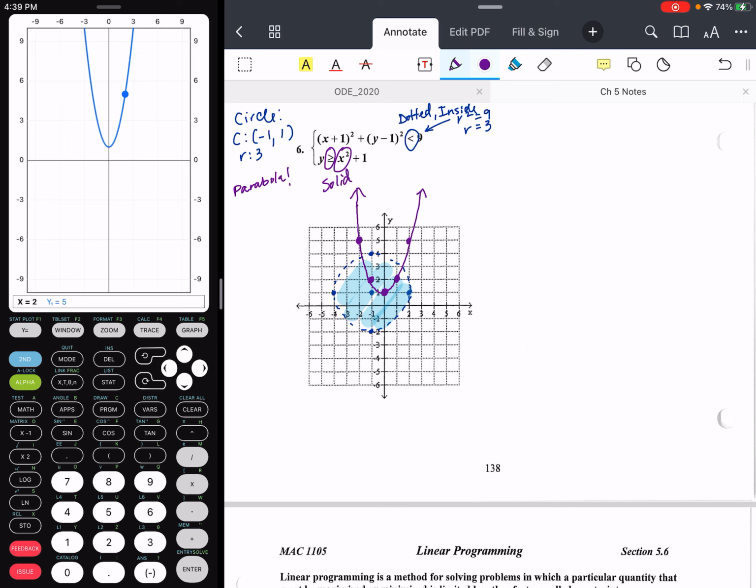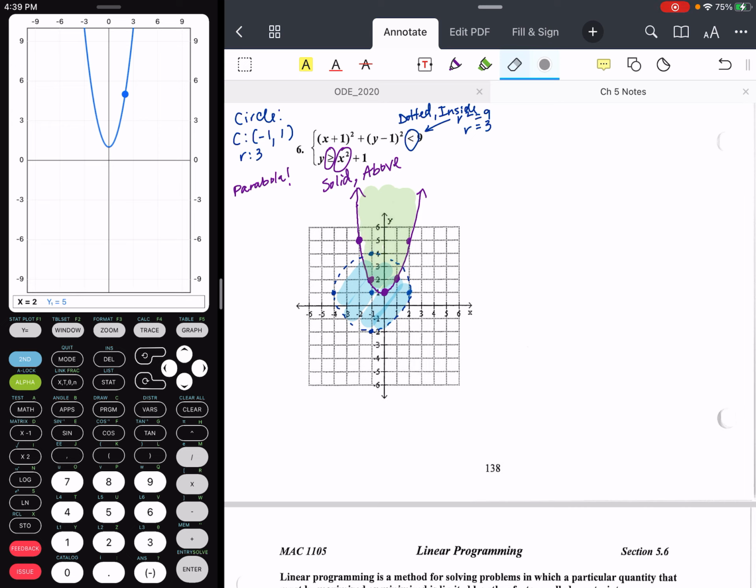All right, so now let's talk about the shading for a parabola. So we have y greater than or equal to. We can still use our above or below rule. So greater than or equal to means shade above my parabola, right? So if I'm shading above my parabola, that's going to look like this. I'm going to shade up above toward that up arrow, right? And you can see where the overlap occurs is still inside the circle, but up above my parabola.